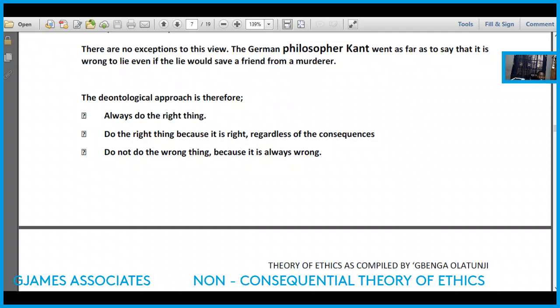And one of the greatest philosophers we need to mention when we are talking of non-consequential is Professor Kant. It's like, care less if anybody needs to die, let them die, but deliver your utmost duty in good faith, even to the extent that if somebody needs to die, a friend needs to die.